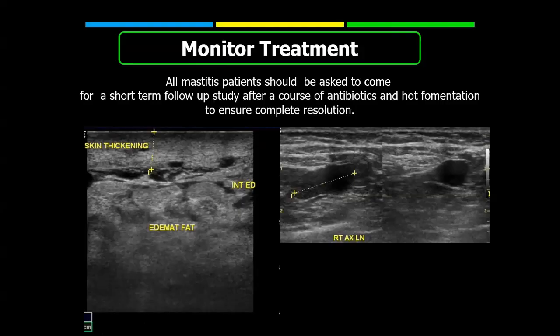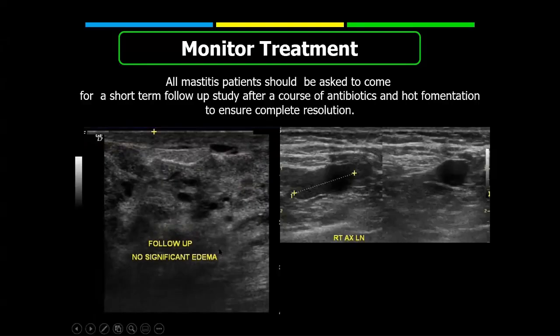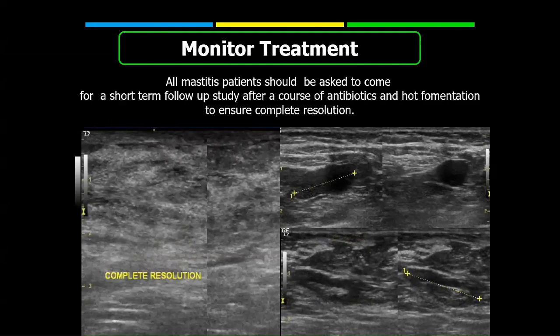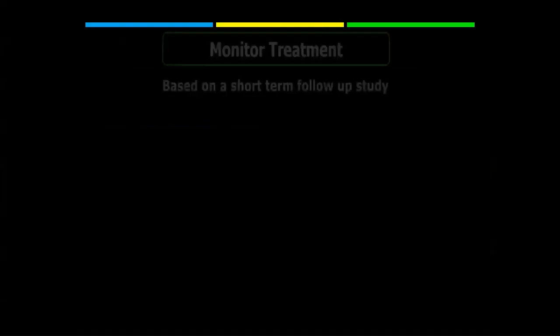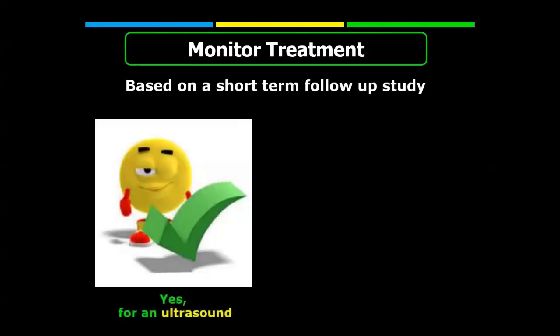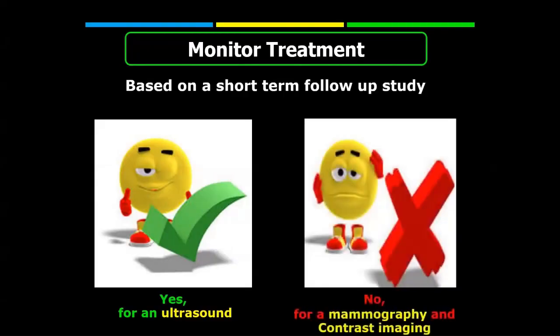She was given antibiotics and hot fomentations, and she was asked to come for a follow-up. On her first follow-up, the condition markedly improved, and on the second follow-up, she returned to normal. There was complete resolution of the mastitis, and even her axillary lymph nodes returned to their original appearance with a preserved fatty hilum. And this was a case of simple lactational mastitis. And so based on a short-term follow-up study, we will again say, yes, go for an ultrasound examination, and no, do not perform mammography and contrast imaging.